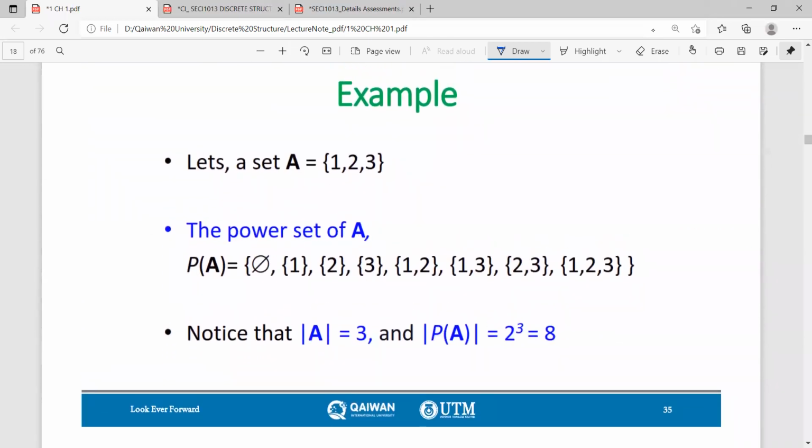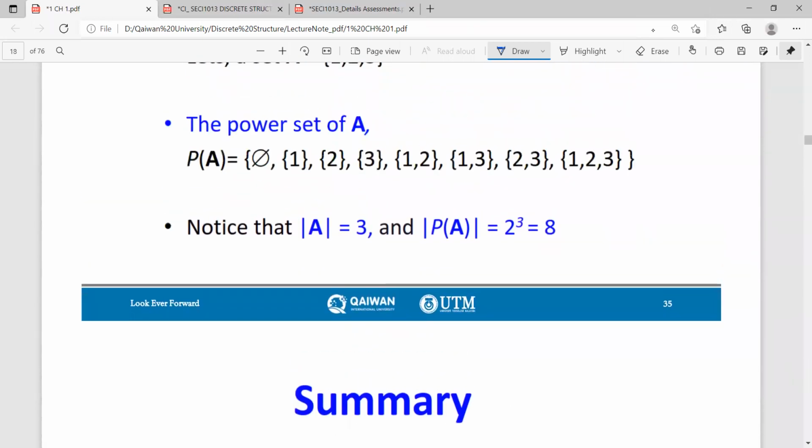As you see here, we have given the same example I talked about. The power of A is this set, which has 8 elements. The cardinality of the power of the set is 2 to the power n, where n is the cardinality of the set.